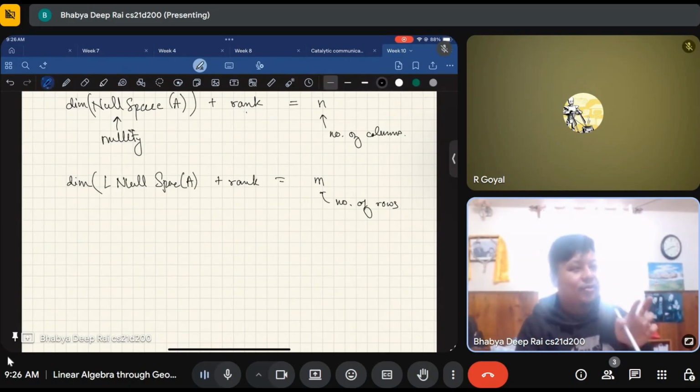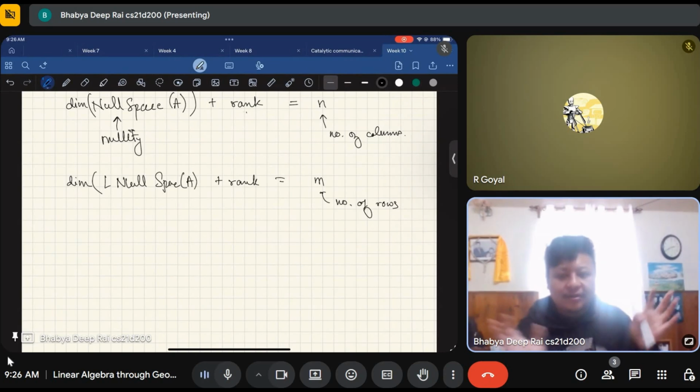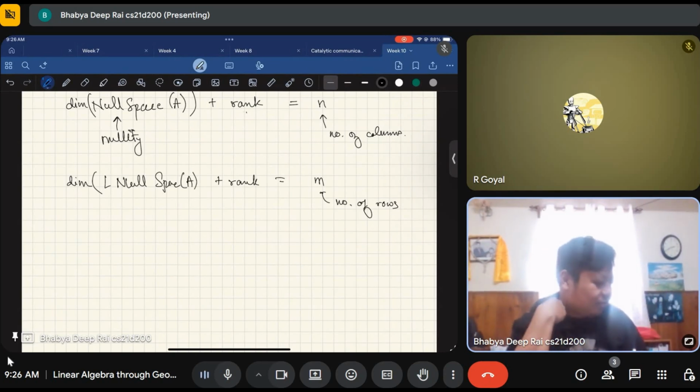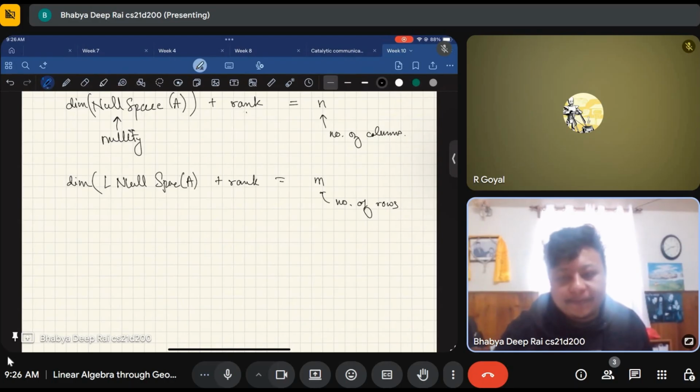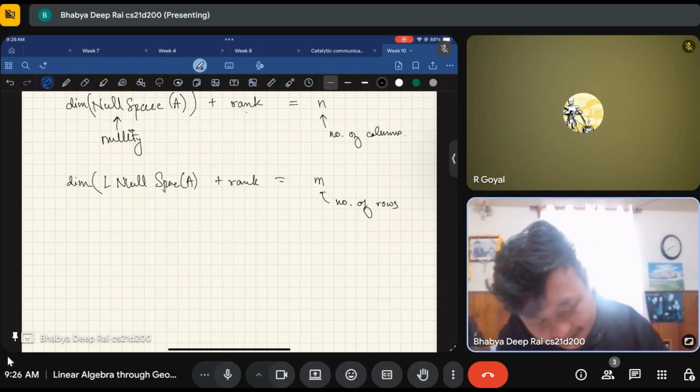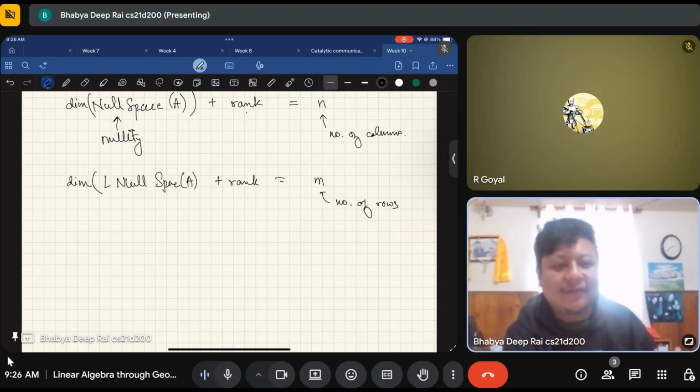So the smaller the row space or column space, the larger the null space becomes. And similarly with the left null space also. So this is one particular application of null space. We did another application in the previous session. Anyway, I think this is enough of an explanation, right?